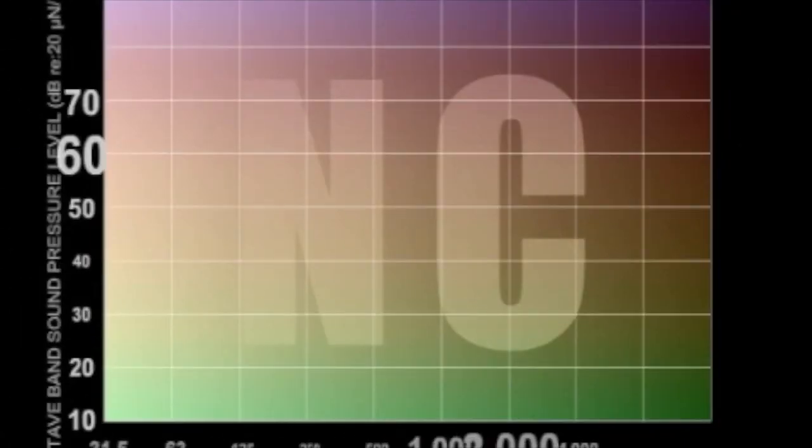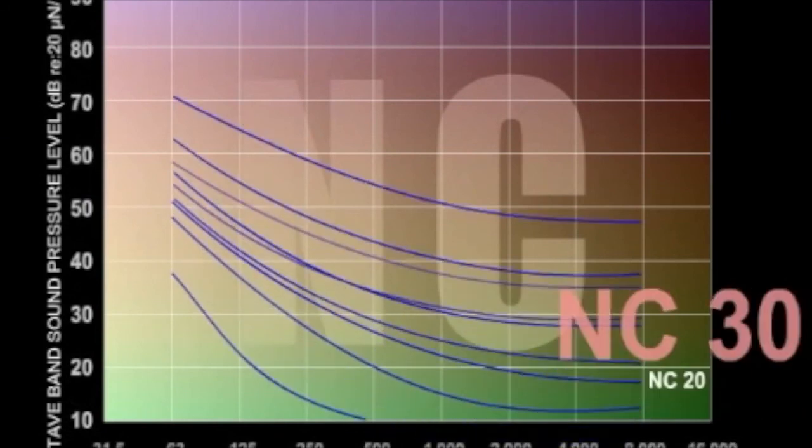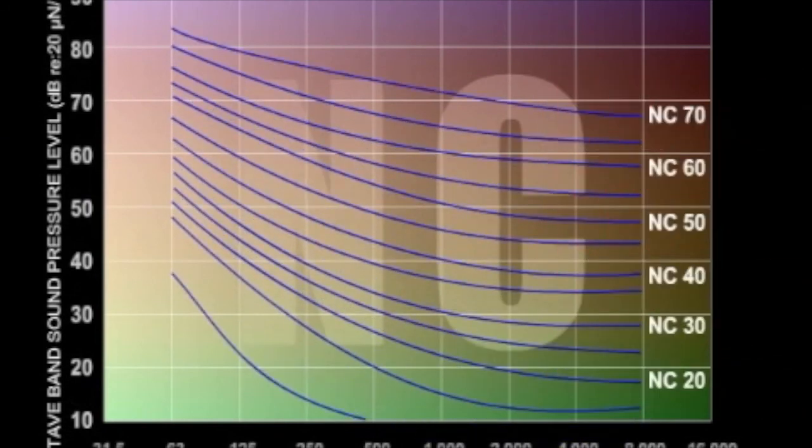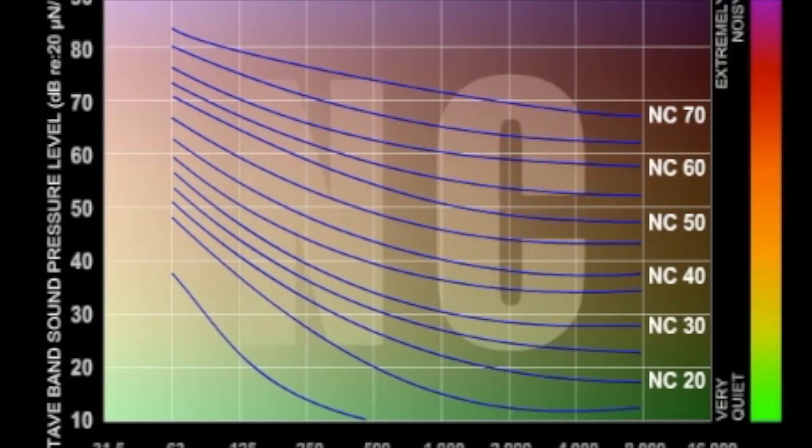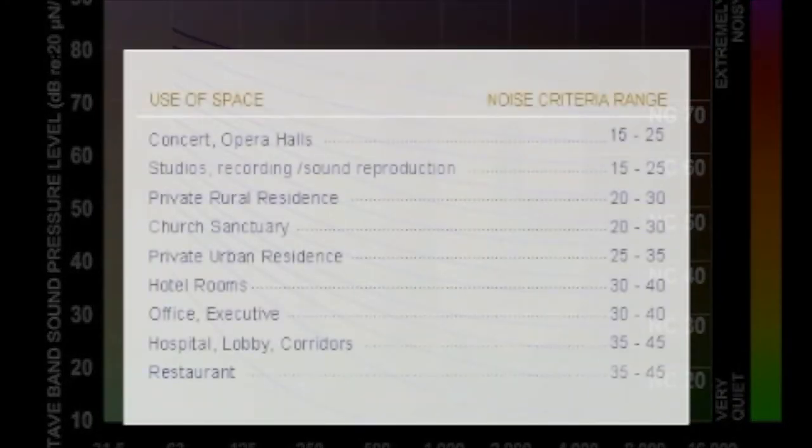Noise criteria, or NC, is a single-number rating system used to quantify the amount of noise being produced by the mechanical systems in a given space. These criteria provide a range of expected noise levels for specific rooms. As noted on the chart, critical listening spaces require a low NC.